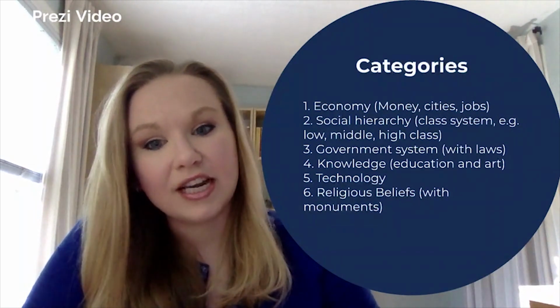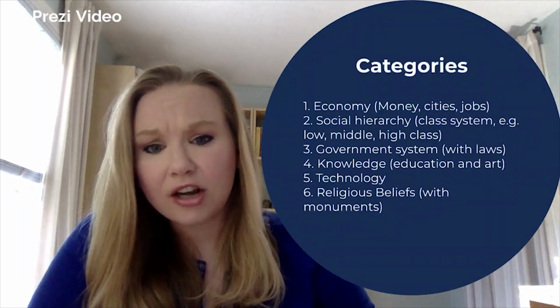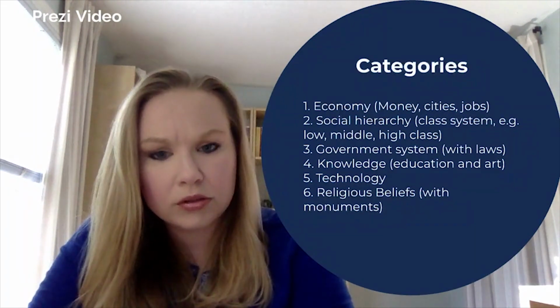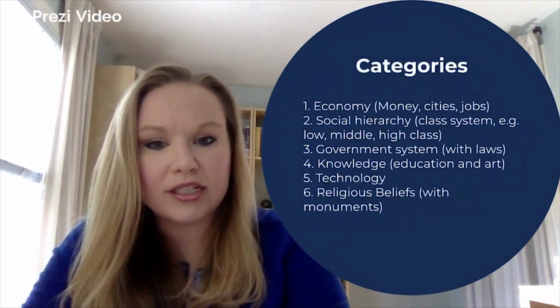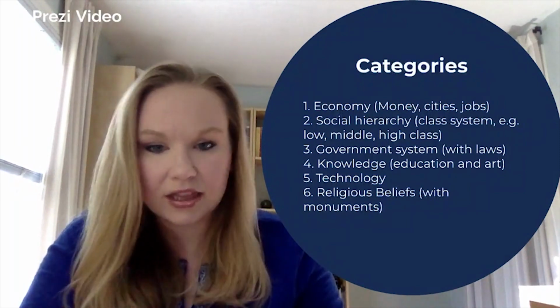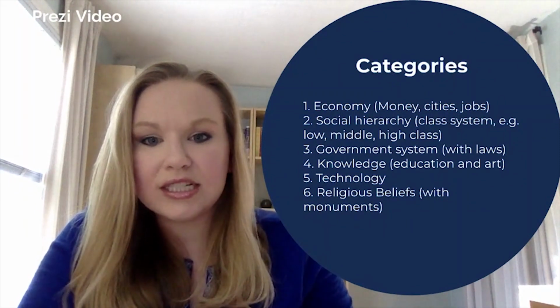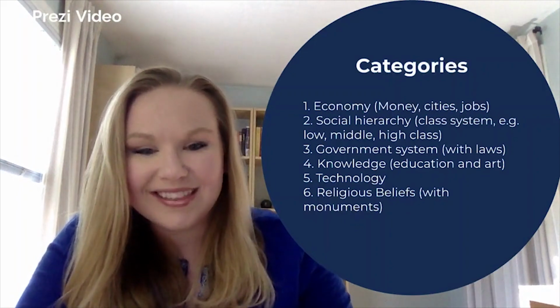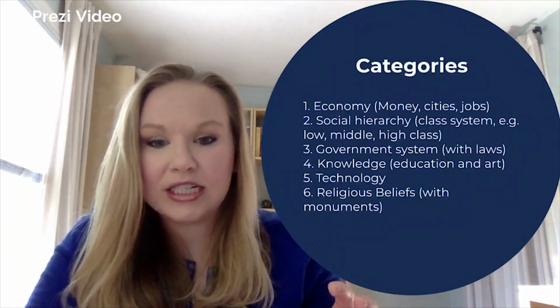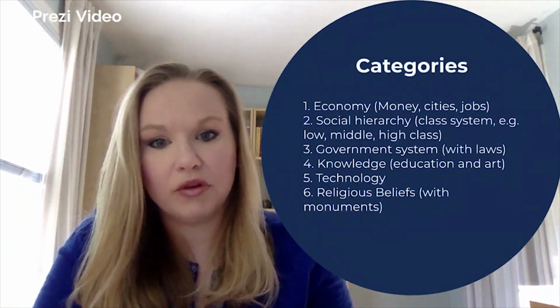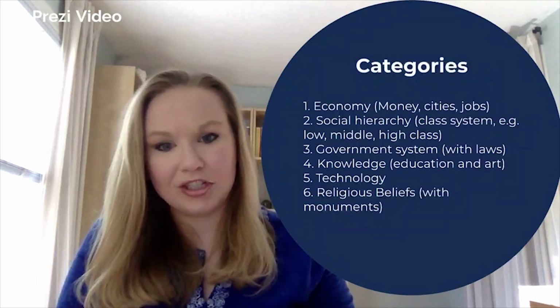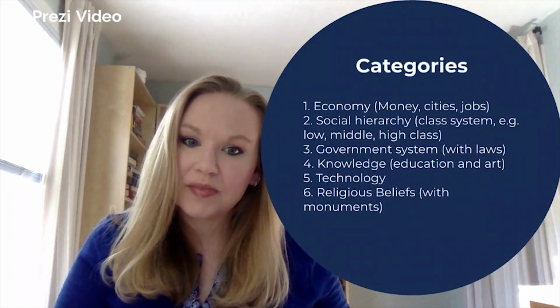Number 5 is technology. And that technology can be crude, like a chariot, or that technology could be advanced, like a car. So just because something is older doesn't mean it isn't a technological advancement, because it was a technological advancement before that time.